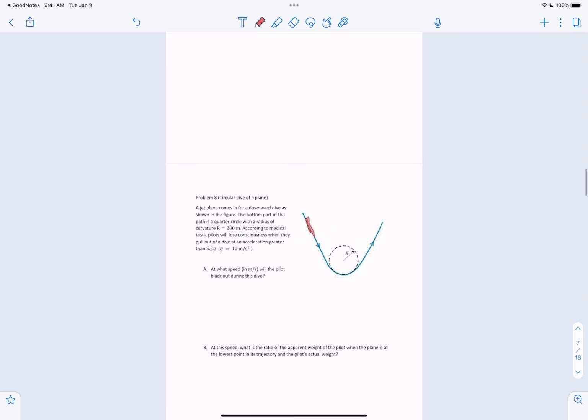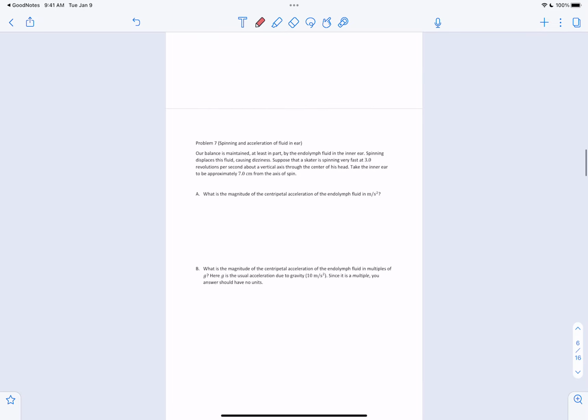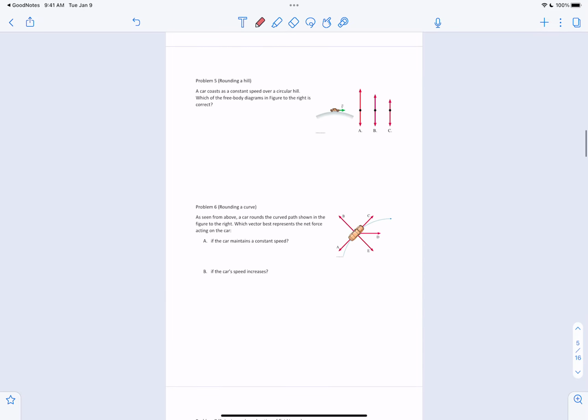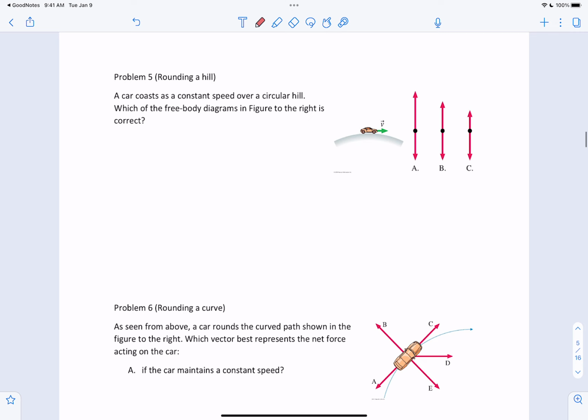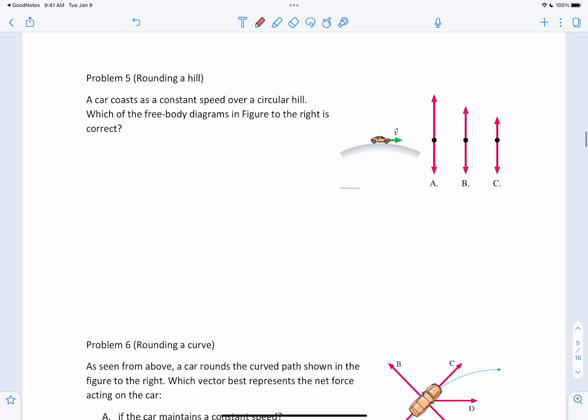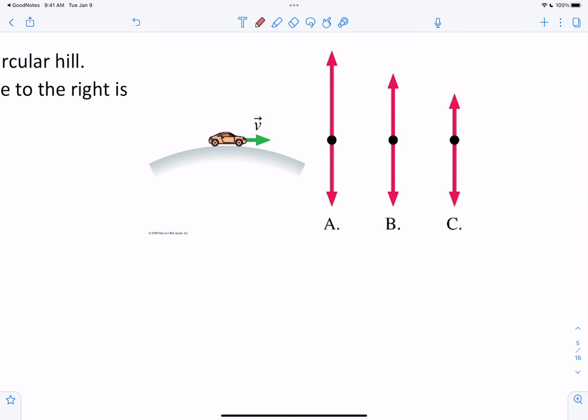Other than problem 9, let's see here. I was thinking about going over something specific. In general, this is a similar problem, problem 5 here. A car coasts at a constant speed over a circular hill. Which of the free body diagrams to the right is correct? This is really similar to the written homework problem that we did.